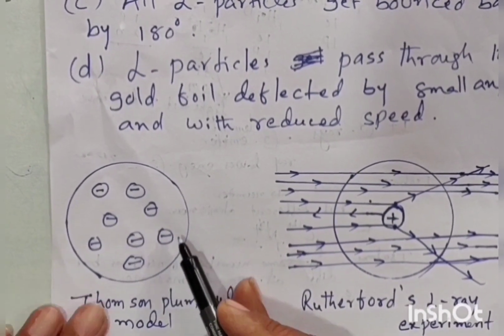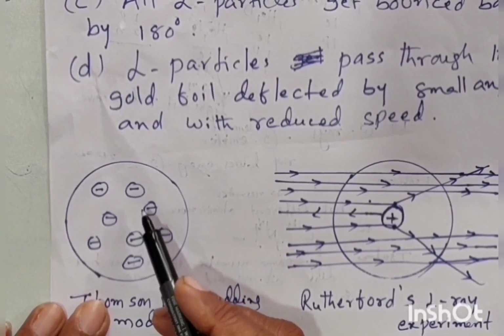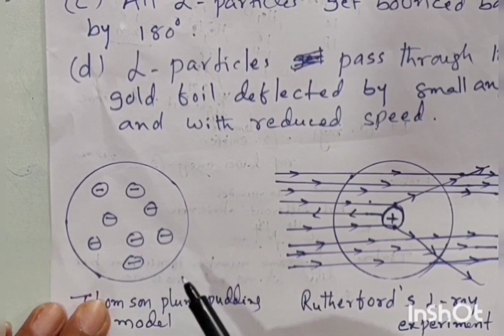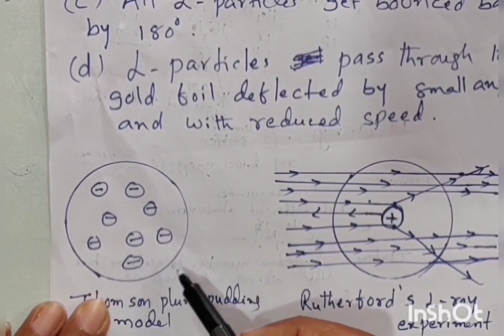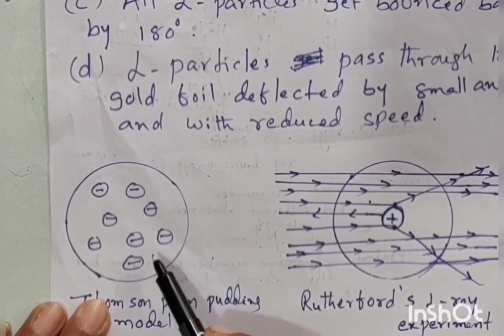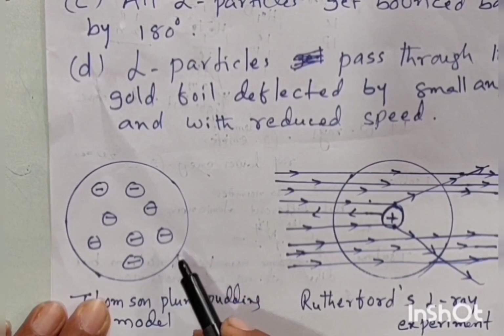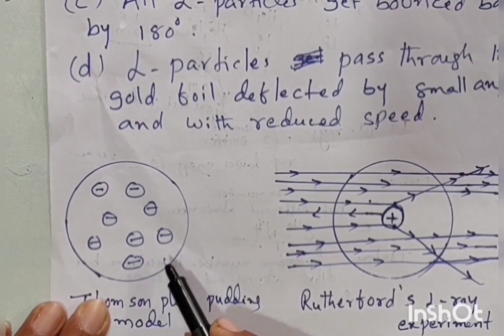In the Thomson model, electrons are embedded within the mass, just like in a watermelon. In a watermelon, seeds are embedded within the red mass, so they are fixed in the red mass. That's why it is called the watermelon model.